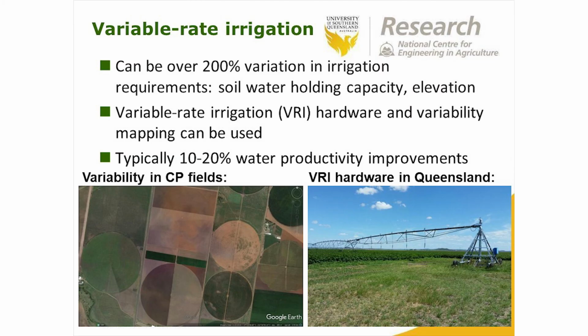Righto, to briefly touch on, with three more slides very quickly, variable rate irrigation, and there's been a little bit of that spoken about this morning. The reality is that over the years in our work we've monitored up to 200% variation in irrigation requirements across fields due to soil water holding capacity and other things, including elevation. And typically variable rate systems can be useful to actually gain a 10 to 20% water productivity improvement.